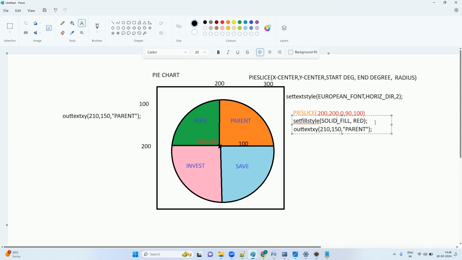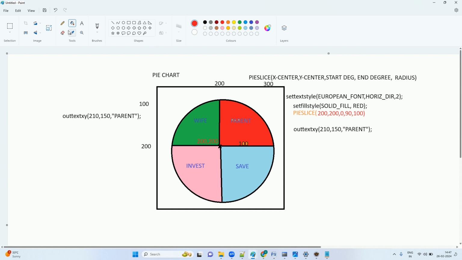But now, in what order you have to write for each, I am showing you all now. First, write the set fill style. What is the set fill style now? Let's assume this is the red color. So what is the set fill style? Red. And what coordinate are you filling red with? This coordinate. And what are we naming that coordinate?